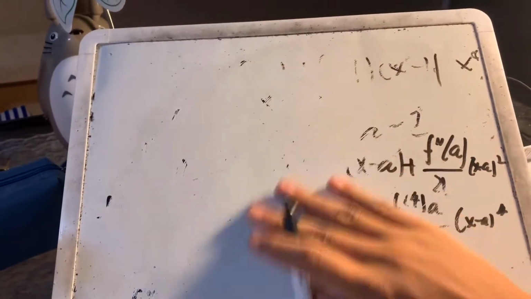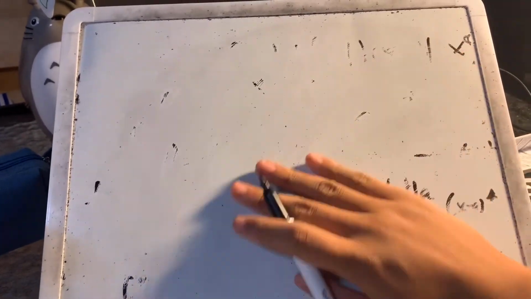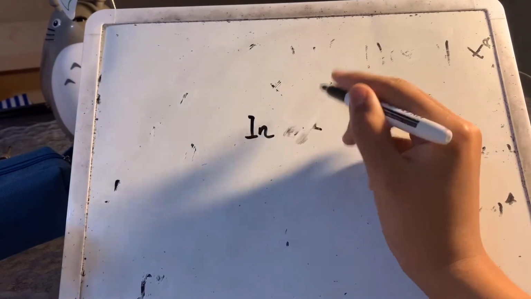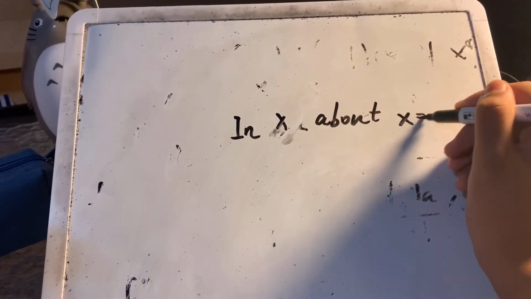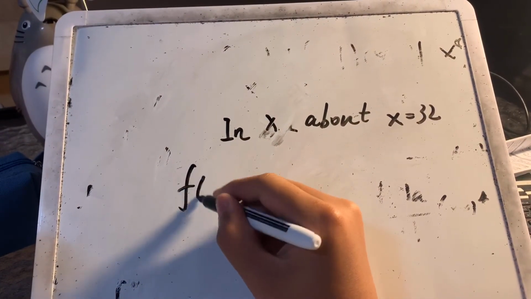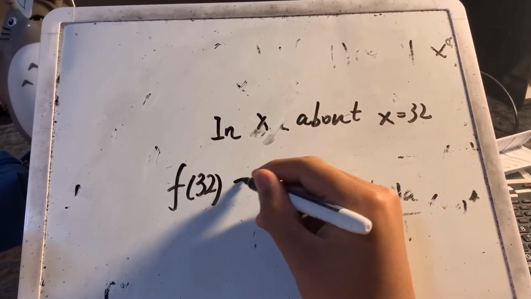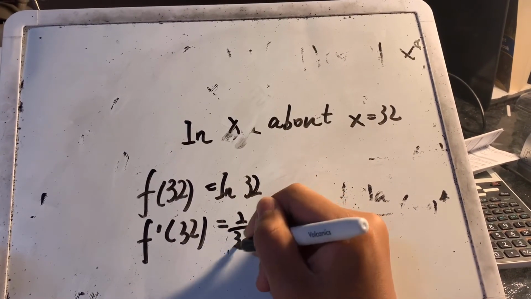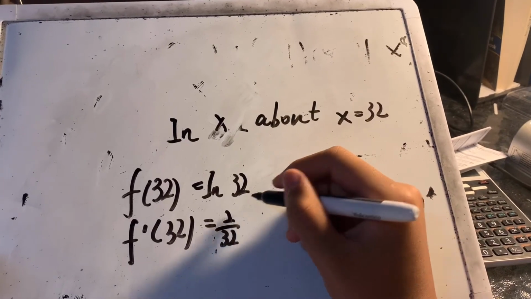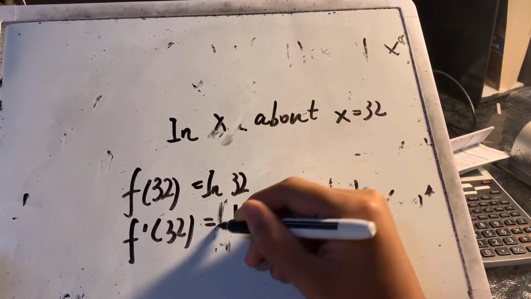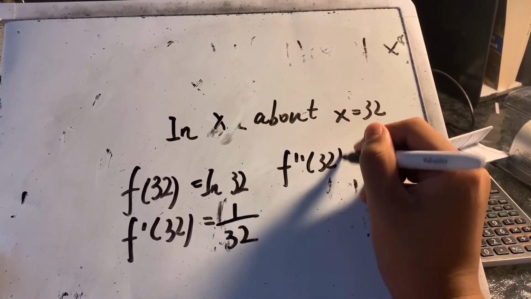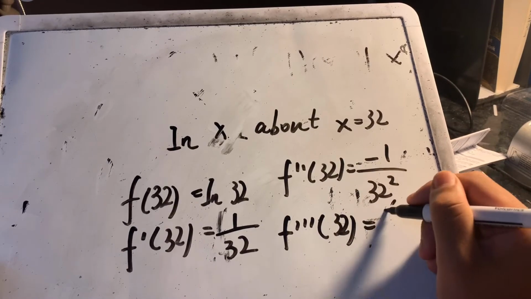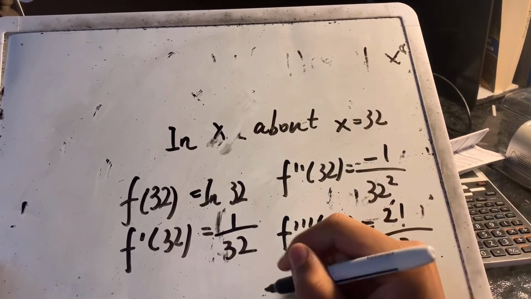Well, let's give an example actually. So if we are going to talk about the function at x equal to 32, f(32) is equal to the fifth root of 32. So you list out the derivatives: f'(32), f''(32), and so on, and here you calculate each value.